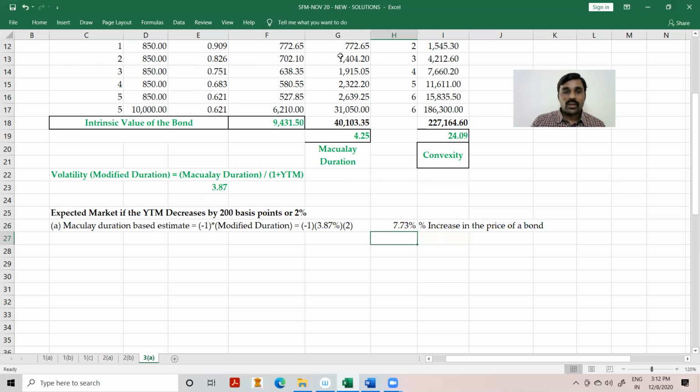Okay. So therefore, the value is increasing. 9,431 is my present value, into 1 plus 0.0773, so 1.0773. Therefore, this will be 10,160. So this is the expected market price of the bond.